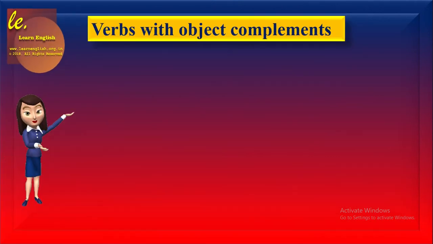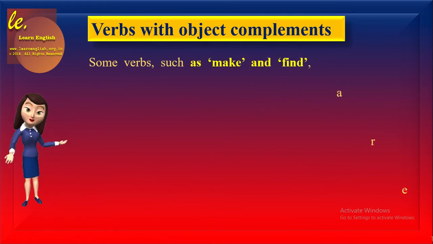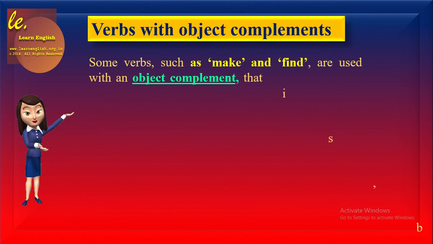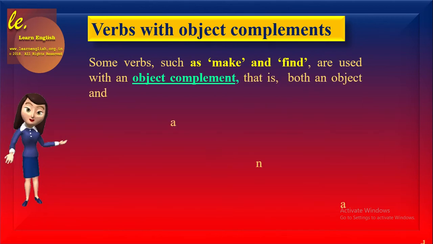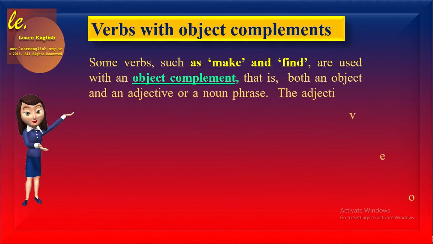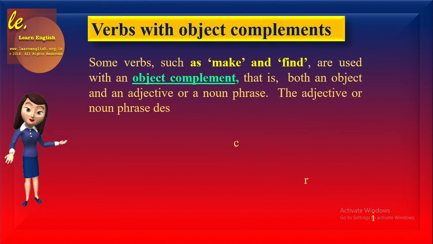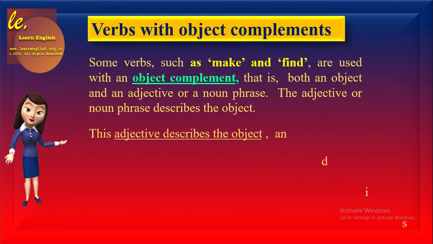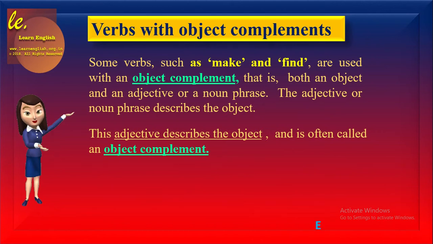Verbs with object complements. Some verbs such as make and find are used with an object complement, that is both an object and an adjective or noun phrase. The adjective or noun phrase describes the object. This adjective describes the object and is often called an object complement.